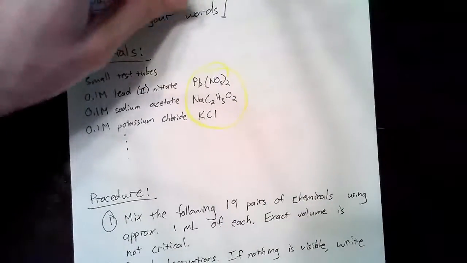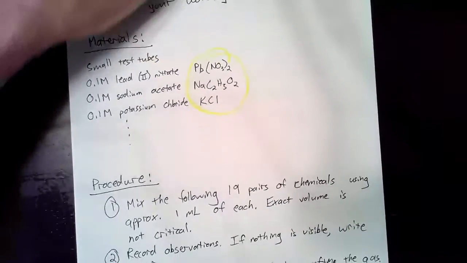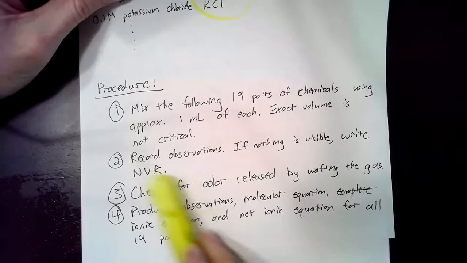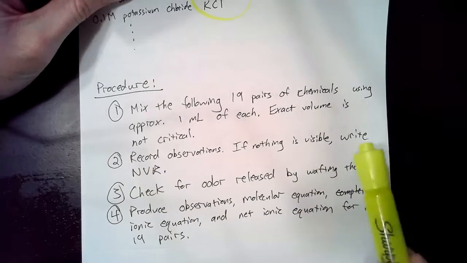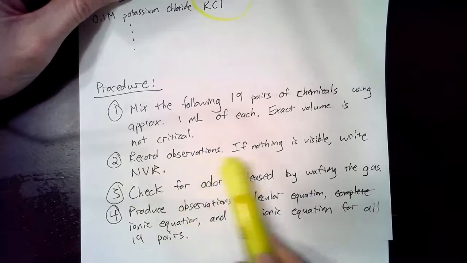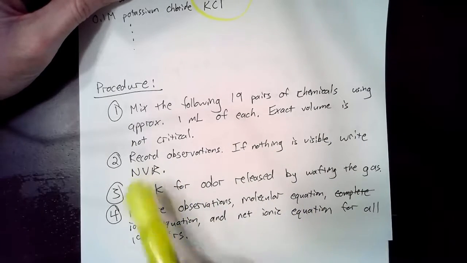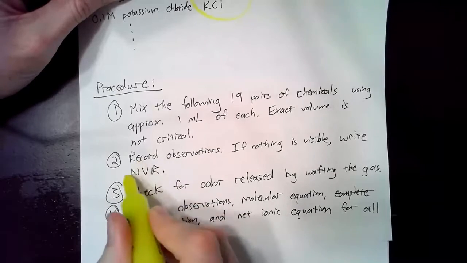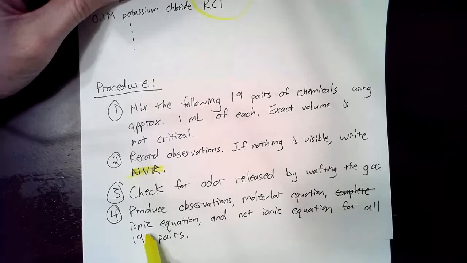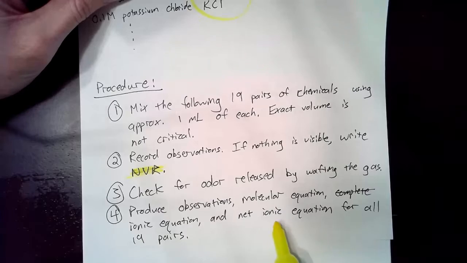Then you'll need to rewrite your procedure like I have here. I'm going to try to move that up. My procedure is just listed down here where I mix the following 19 pairs. I'm going to record my observations. If nothing's visible, write NVR, for no visible reaction, and check for odor, and then I'm going to produce observations, molecular equation, ionic equation, and net ionic equation for all 19.